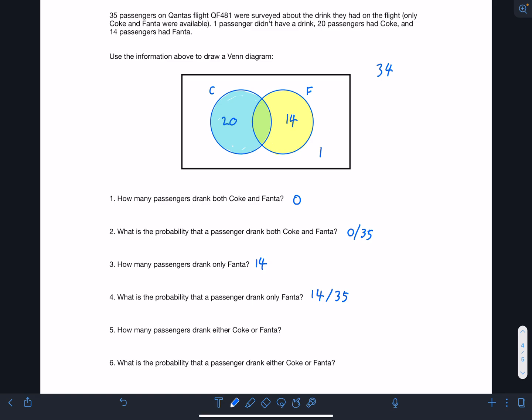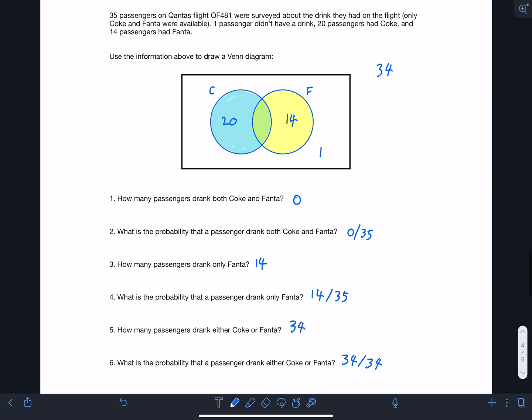Okay, and the passengers that had either Coke or Fanta, so that's adding up all the numbers in the coloured sections, is either or, so it's 20 plus 14, so that's 34. And the probability that a passenger had either Coke or Fanta is 34 divided by 34.